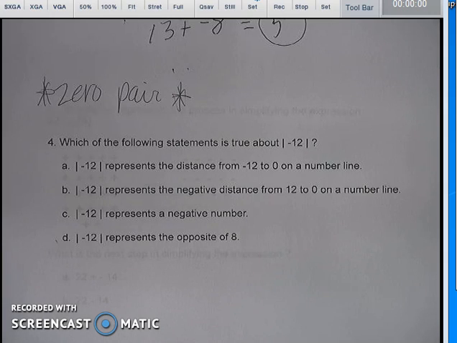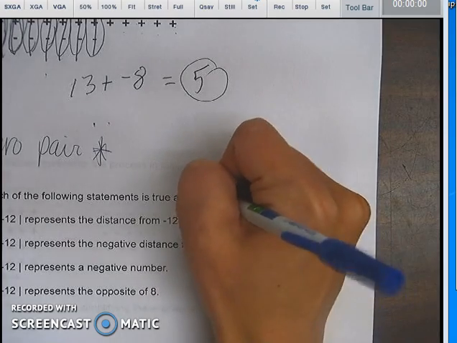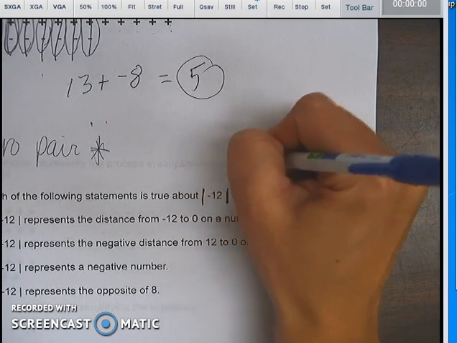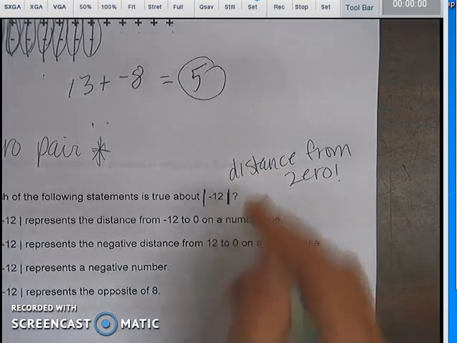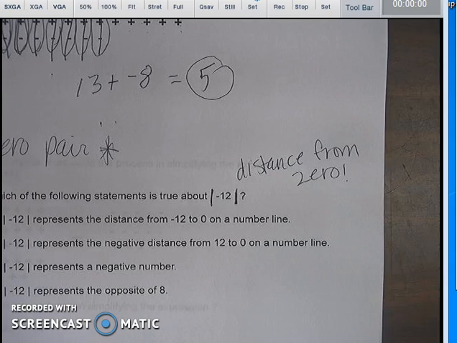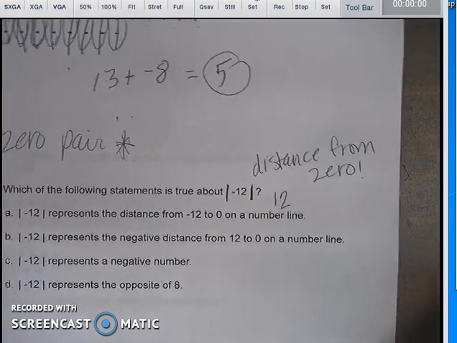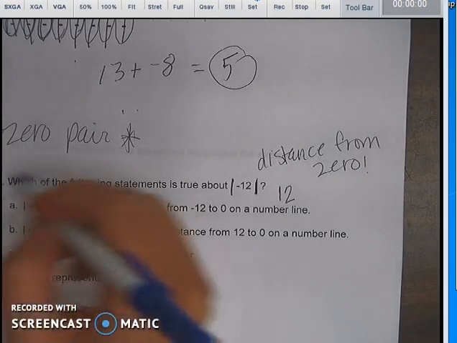Okay, so let's read the question. Which of the following statements is true about the absolute value of negative 12? So absolute value, this line right here and this line right here, tells you that you are looking for the absolute value. You know the absolute value is distance from 0. How far is negative 12 on a number line from 0? 12. It's not negative 12. There's no such thing as negative distance. It's just 12.